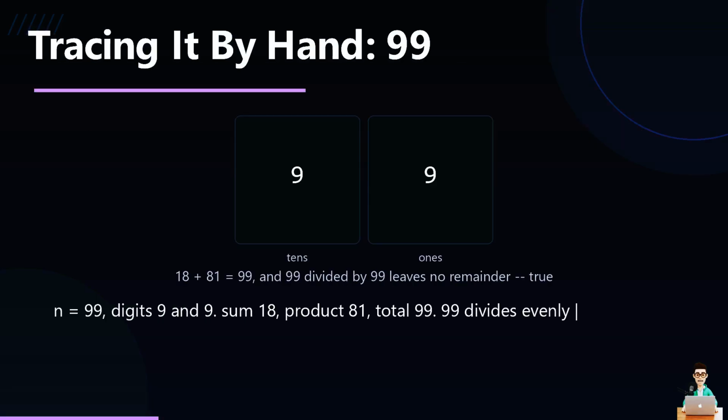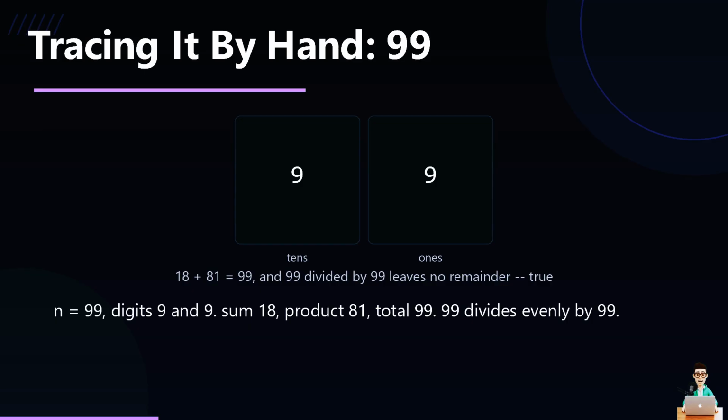N is 99 and its digits are 9 and 9. The digit sum is 9 plus 9, 18. The digit product is 9 times 9, 81. Add those together and you land on 99 again. And 99 divided by 99 leaves nothing left over. So the answer is true.